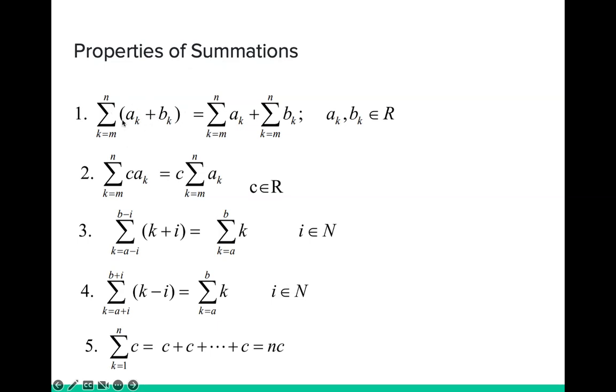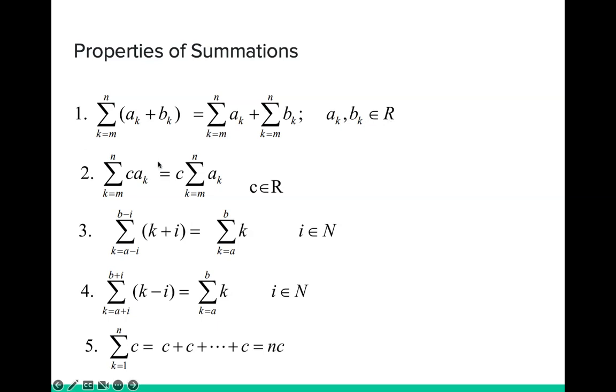If we have the terms a sub k plus b sub k, we can distribute the summation into the individual terms. So then it will be equal to the summation of k equals m to n of a sub k plus the summation of k equals m to n of b sub k, wherein these terms a sub k and b sub k are real numbers.